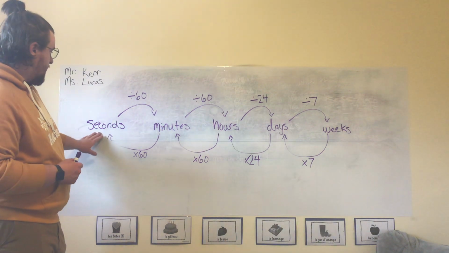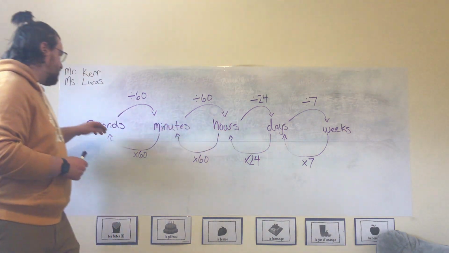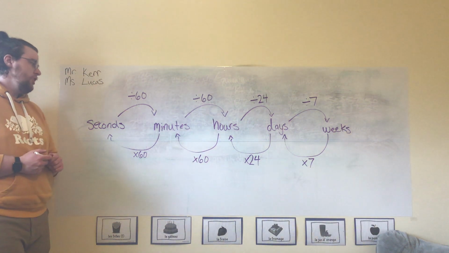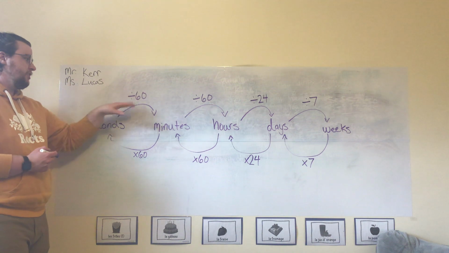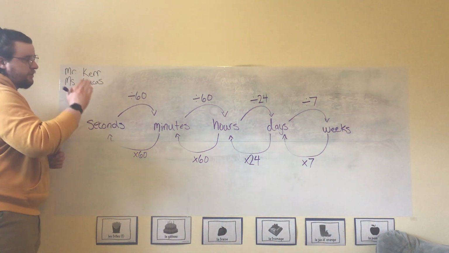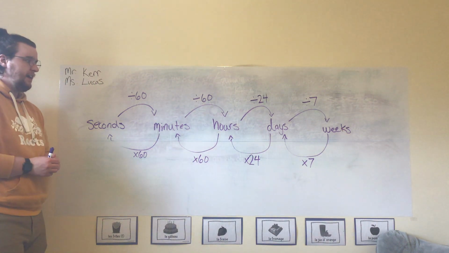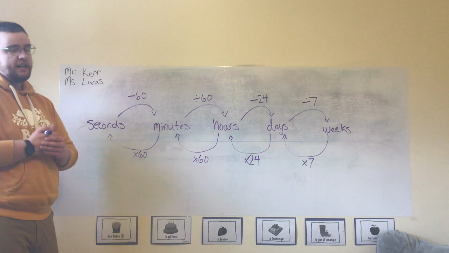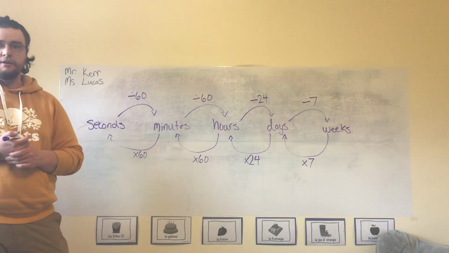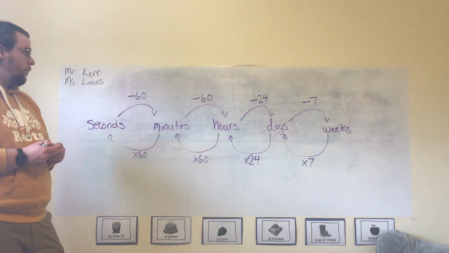So sometimes you may have to go from seconds to hours or hours to seconds. And if you do that, you're going to have to do a two-step process. First, you're going to have to divide, and then you're going to have to divide again. Same if you're going from days to minutes, minutes to weeks, hours to weeks, weeks to minutes. Whatever the case is, you might have to do the division or multiplication twice.